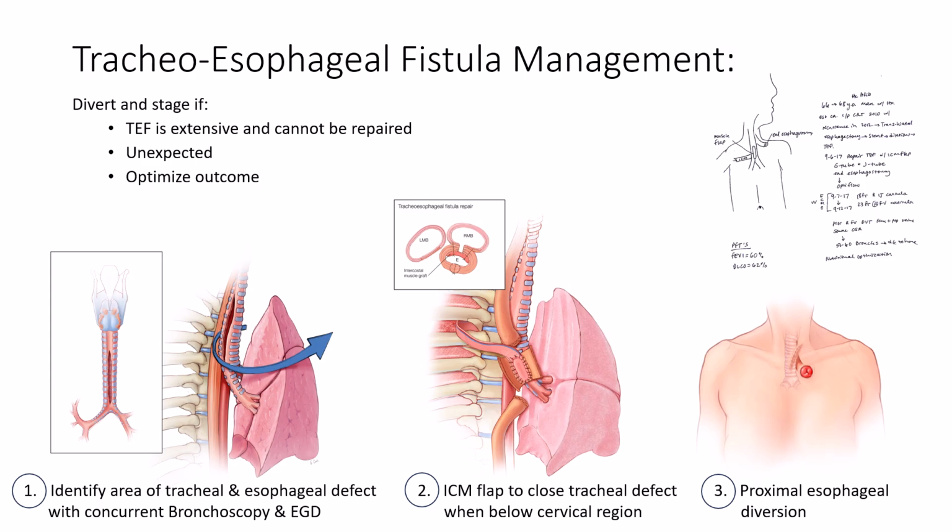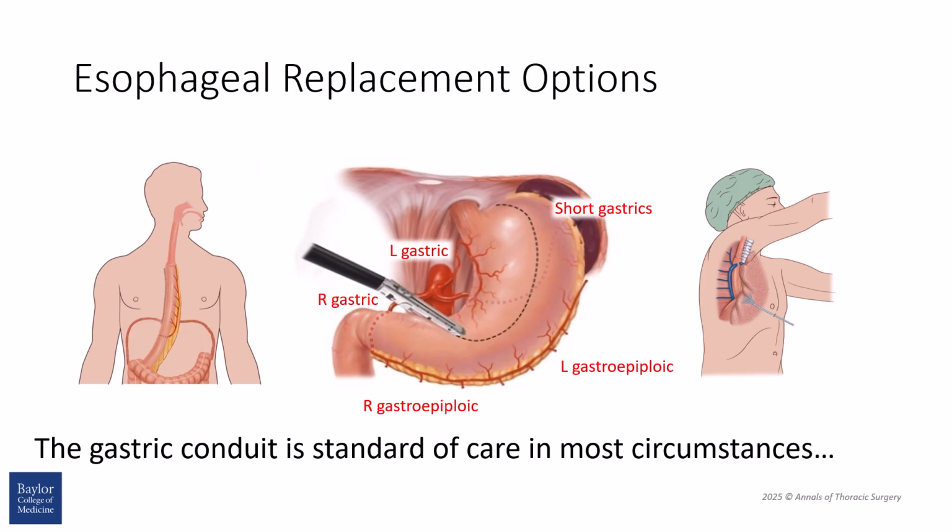And then finally, proximal esophageal diversion is concurrently performed to allow the patient's esophagostomy to heal, optimize the patient nutritionally, and then later perform a retrosternal antecardiac reconstruction with long segment supercharged pedicle jejunum reconstruction. This just shows, again, esophageal replacement options.